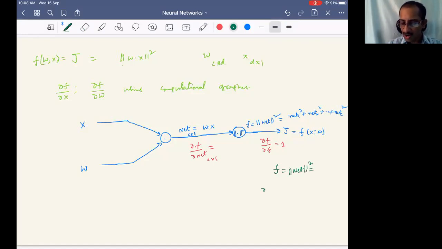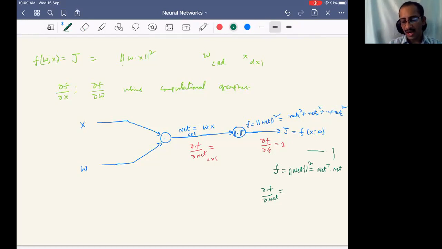For finding the derivative, what I want to find is ∂f/∂net. I'm not very familiar using norm square and then finding the derivative. So is there any other way I can write this? Net1 square plus net2 square plus netc square I need to get. In terms of vector operations, how do I expand this norm? Net transpose into net. Very good. You make the product and you will get the norm square.